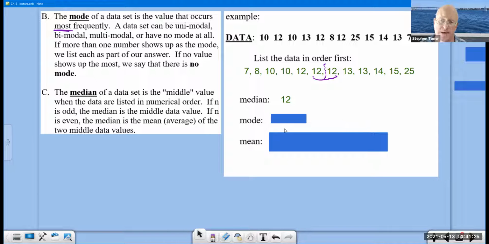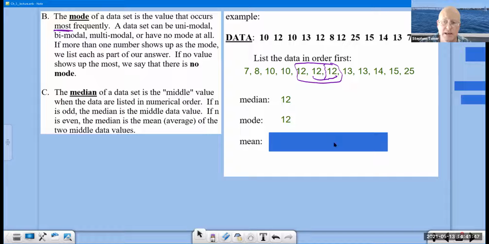Now the mode is the number that shows up the most, and in this data set, it just happens that the number 12 shows up 3 times. The next highest is 10 and 13, each of them showing up 2 times. But since the 12 shows up the most, it is the mode.